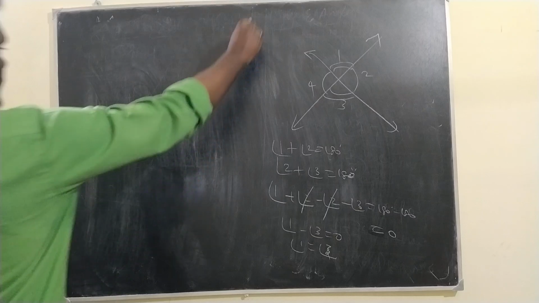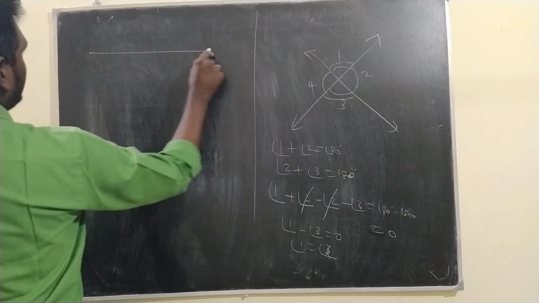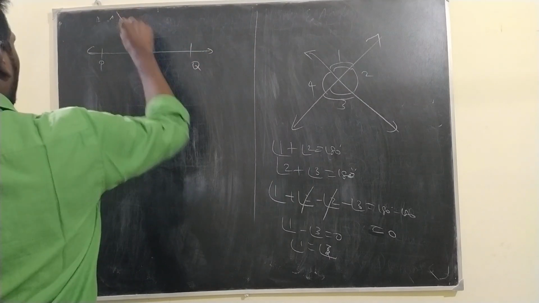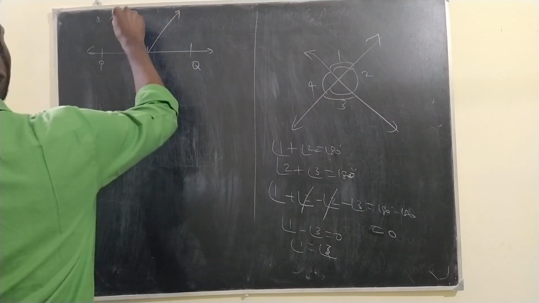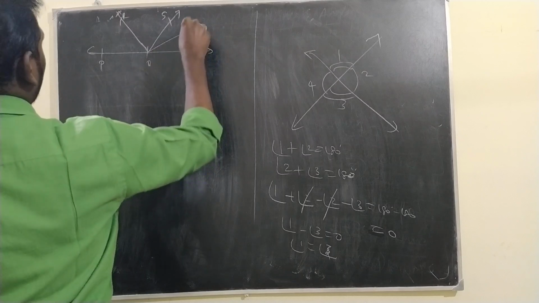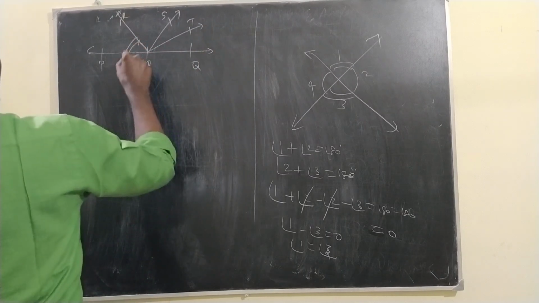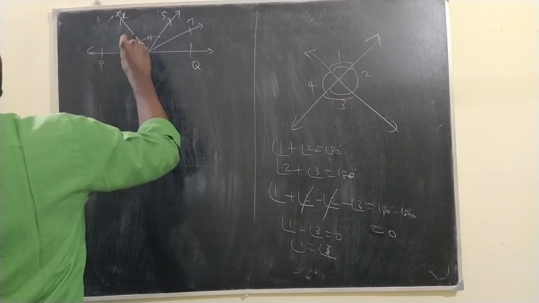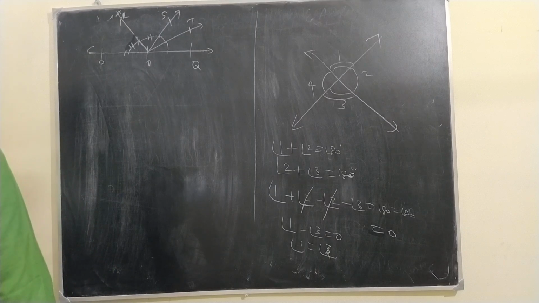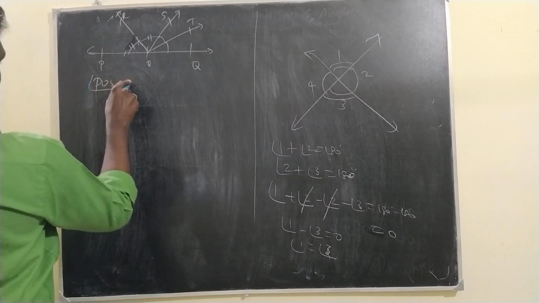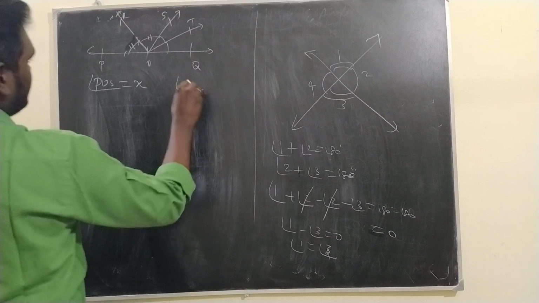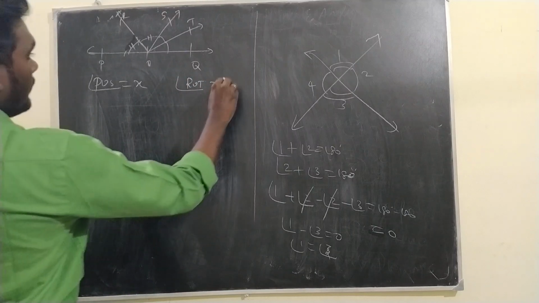Also there is one important example. In that example, POQ. You remember this example? Such an important thing. These two angles are equal and these two angles are equal, and if POS is angle X, if POX is angle X, find the value of ROT. How will you find the value of ROT here?